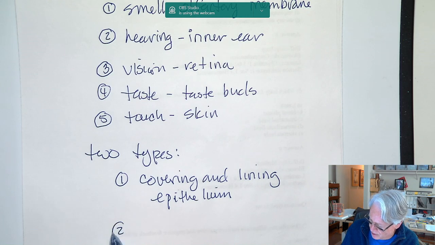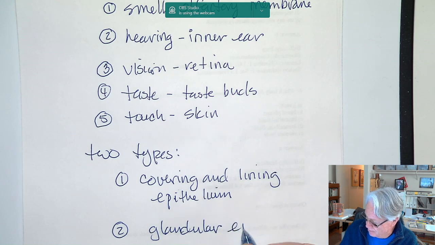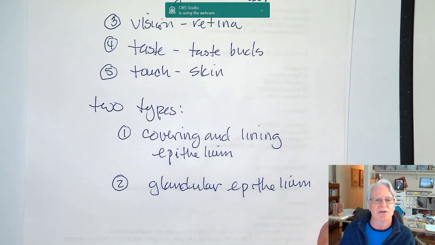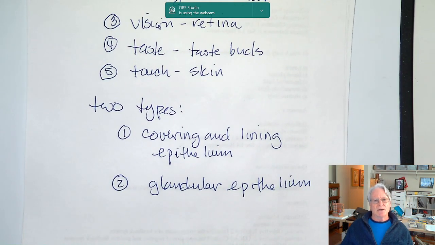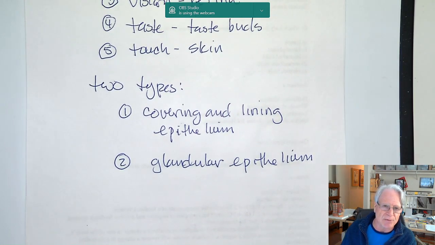And number 2, glandular epithelium. So for most of the following lecture, we're going to be covering the first category, that is covering and lining epithelium. And towards the end of the lecture, we'll talk a bit about glandular epithelium. So we'll cover both kinds in this lecture, hopefully.